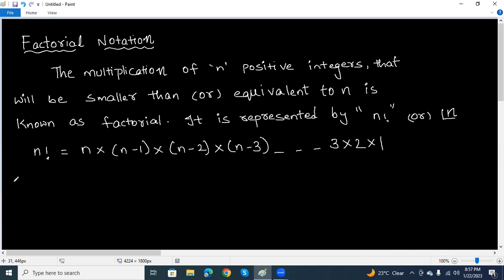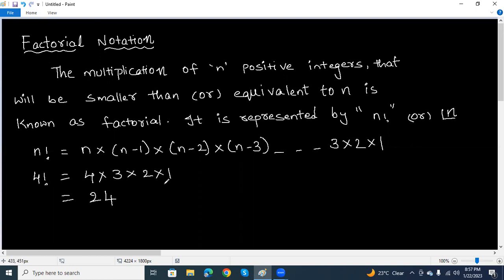For example, if I want to find 4 factorial, let's write the 4 first. And less than the 4 means what? 3 times 2 times 1. So 1 is the first digit in the number system, right? So till the 1 we will write. So 4 times 3 is 12, 12 times 2 is 24. The answer is 24.